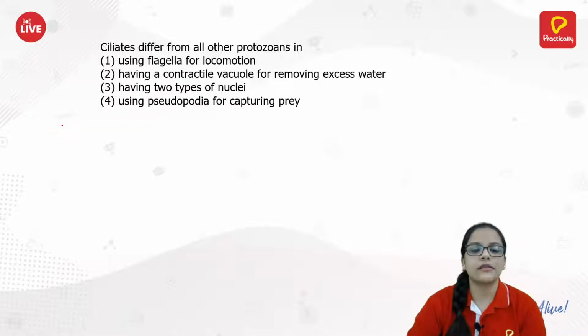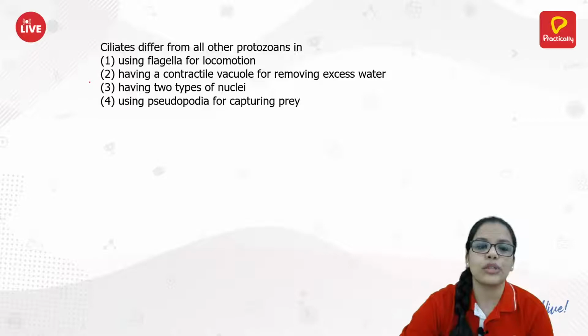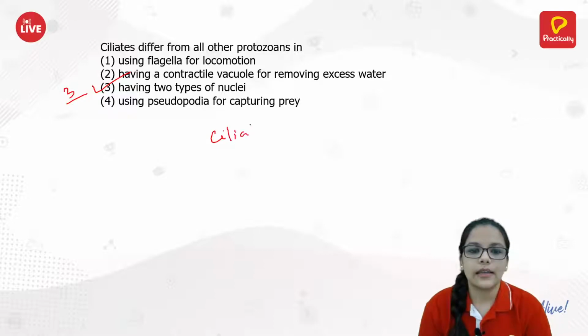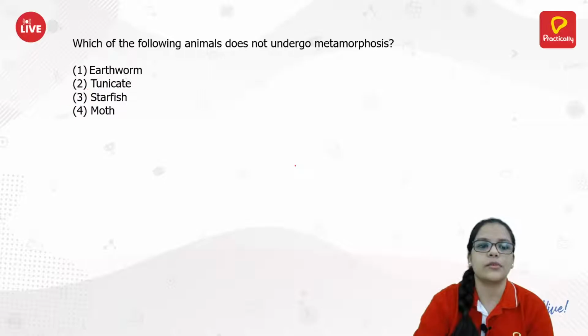Okay. Ciliates differ from other protozoans in using flagella for locomotion, contractile vacuole, two types of nuclei. They have two types of nuclei, macronuclei and micronuclei. Okay, so they have two types of nuclei.